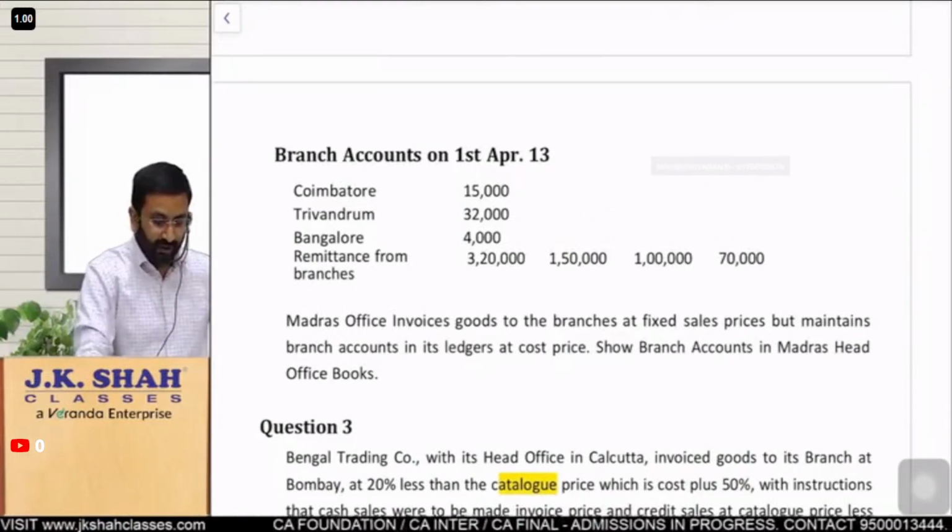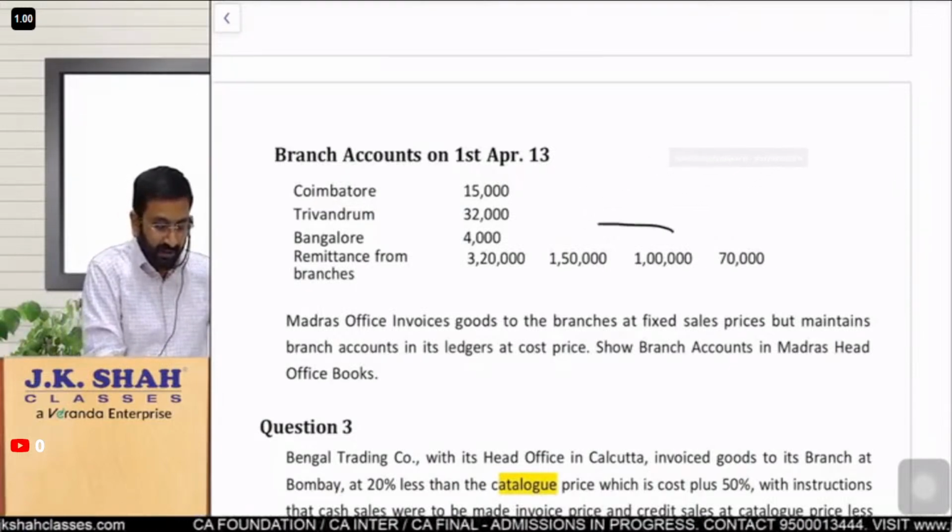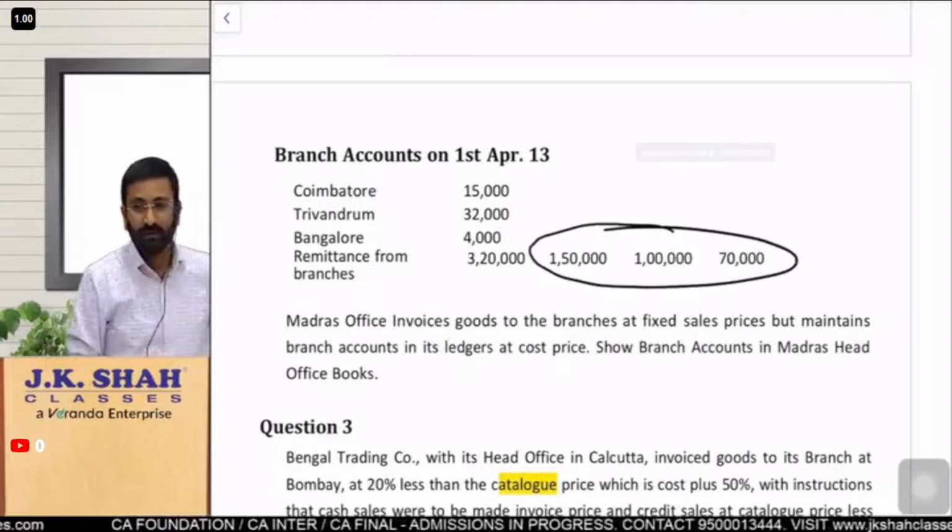It's actually 3 branches have remitted all together.